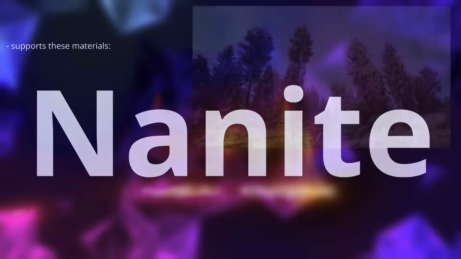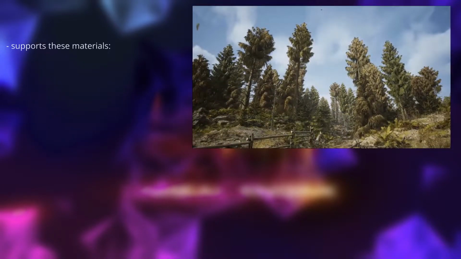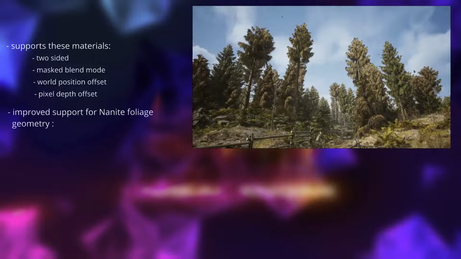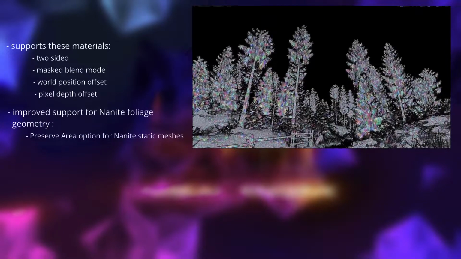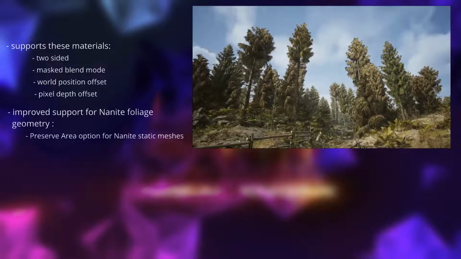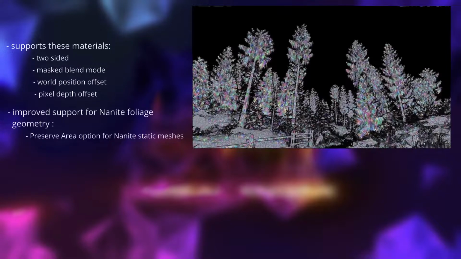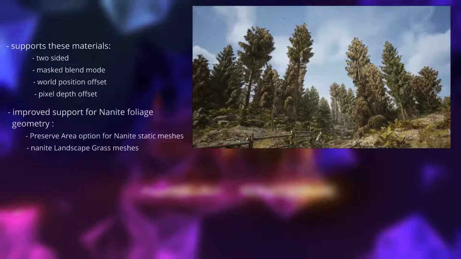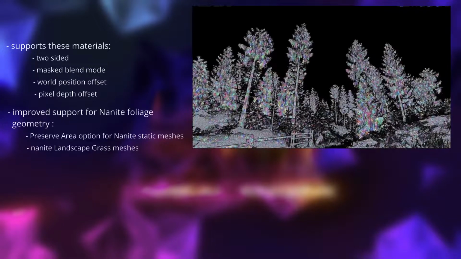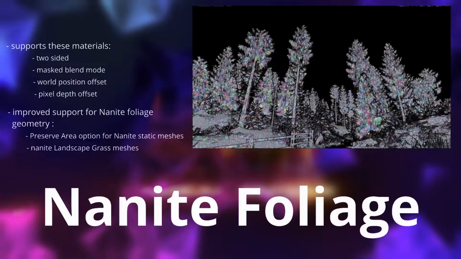Nanite now supports materials using these options: two-sided, masked blend mode, world position offset, pixel depth offset. Its support for Nanite foliage geometry has also improved. A new preserve area option for Nanite static meshes has been added. It prevents foliage meshes from disappearing at far distances. Also, landscape grass meshes can now have Nanite enabled. So we can now have Nanite foliage in our projects without any issues.